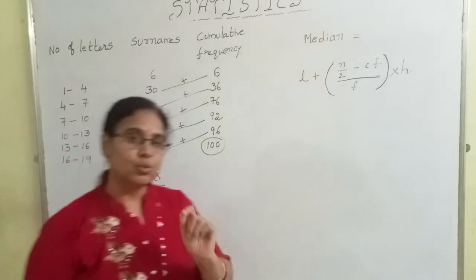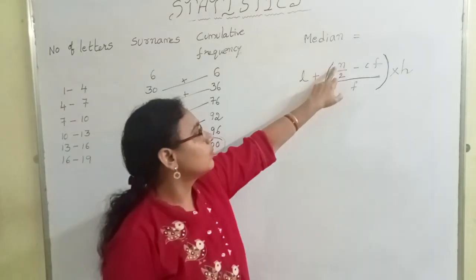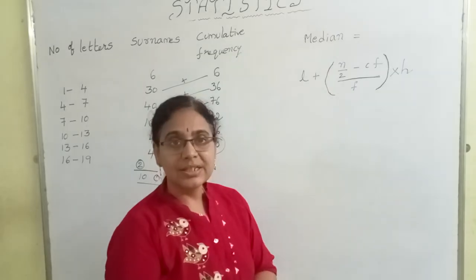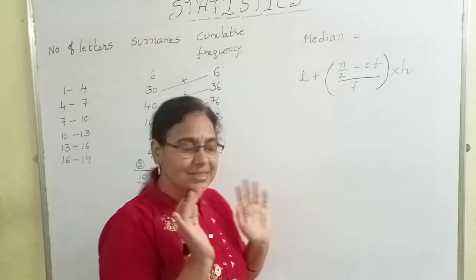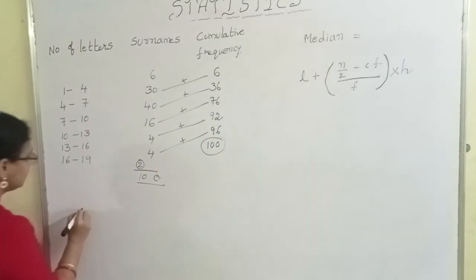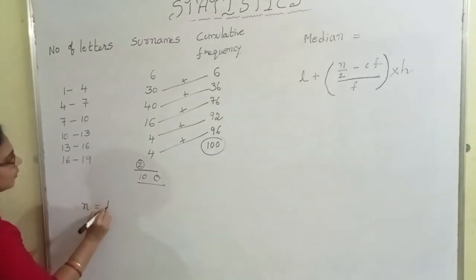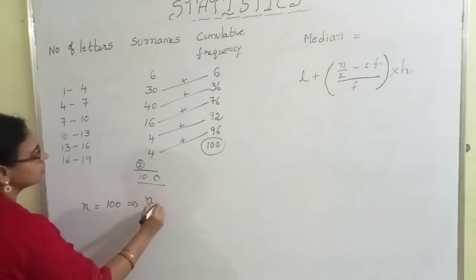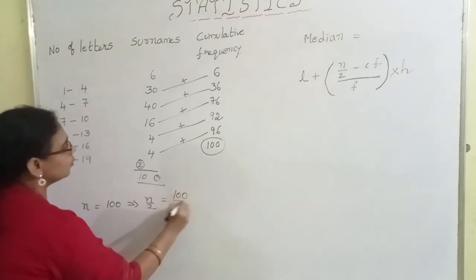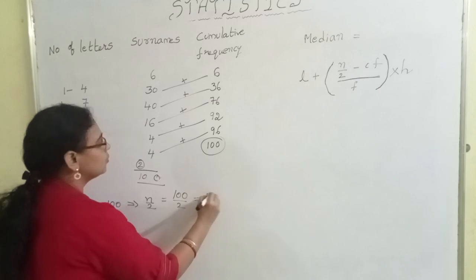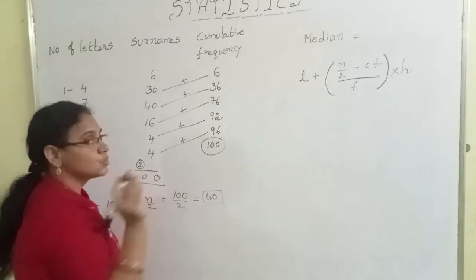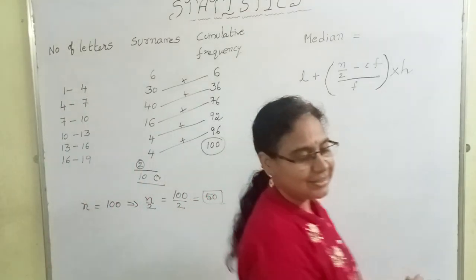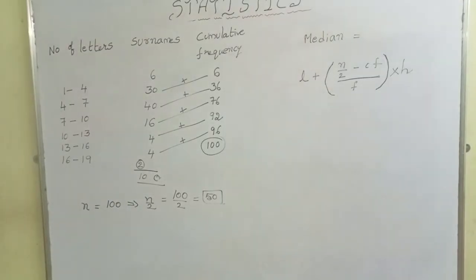So that is known as n. Here in the formula you are observing n. Yes, n by 2. n means this last number. So here n is equal to 100. Then n by 2, how much? 100 by 2 is equal to 50. So in the formula we got n by 2, that is 50. Am I right? So n by 2 is 50.